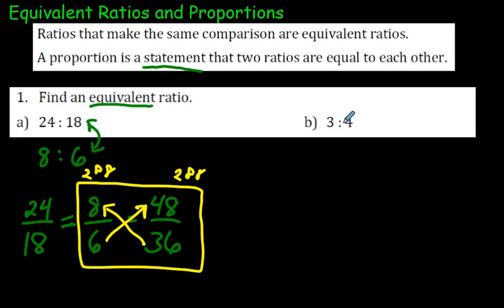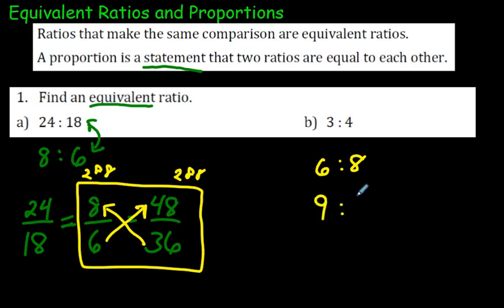Okay, the next one, 3 to 4. 3 to 4 is one way of saying a ratio. Anyway, same thing as the last one, just smaller numbers. So 3 to 4, if we came up with an equivalent ratio, we could just multiply each of these by 2. 6, 8. Or we could multiply each of them by 3.